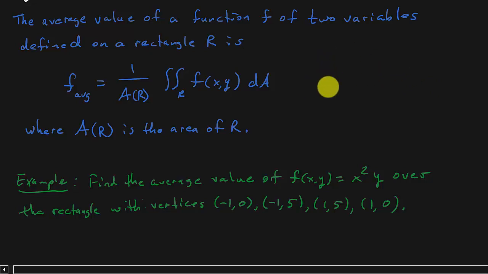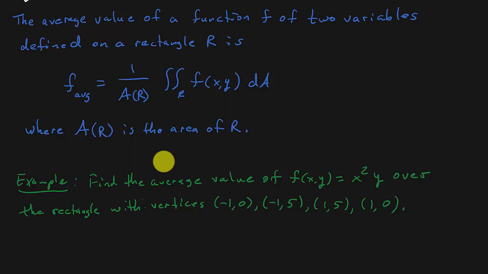All right, but we've got a function of two variables. So the average value of a function f of two variables defined on a rectangle R is 1 over A(R) times the double integral over R of f of x, y, dA, where A(R) is the area of R. A is the area of the rectangle, the area of the big rectangle. We're not breaking this one up into little squares.